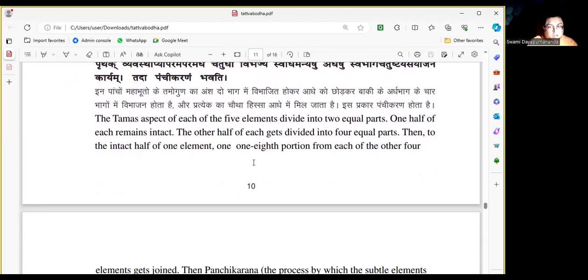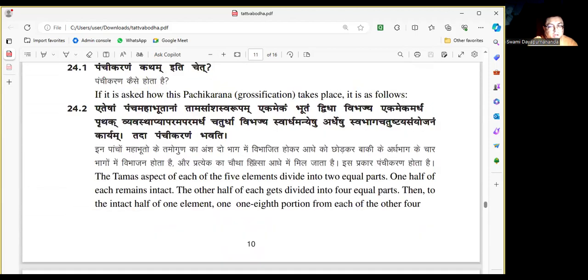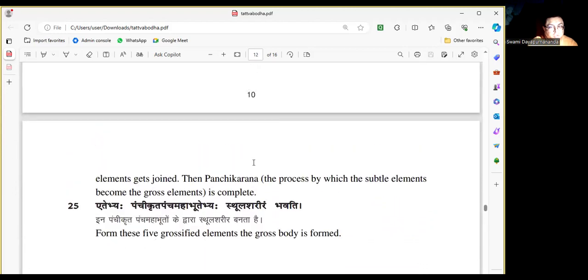Initially, Panchikarana will be very difficult to understand because there is a little bit of mathematics here. Number 24 will be a little difficult because it's a new concept. We'll just see what 25 says about the ending, and we'll come back again to 24. In 25 he says: etebhya panchikrita panchamahabhutebhya sthula shariram bhavati. From this Panchikrita Panchamahabhuta, which earlier was Pancha Sukshma Bhuta, which we read earlier came from Maya or Prakriti, that Akasha, Vayu, Agni, Earth, which became. He says after this Panchikarana process happens, then we get the gross elements, Mahabhutebhya, then Sthula Shariram Bhavati. From this, the Sthula Sharira, the gross body, is formed.